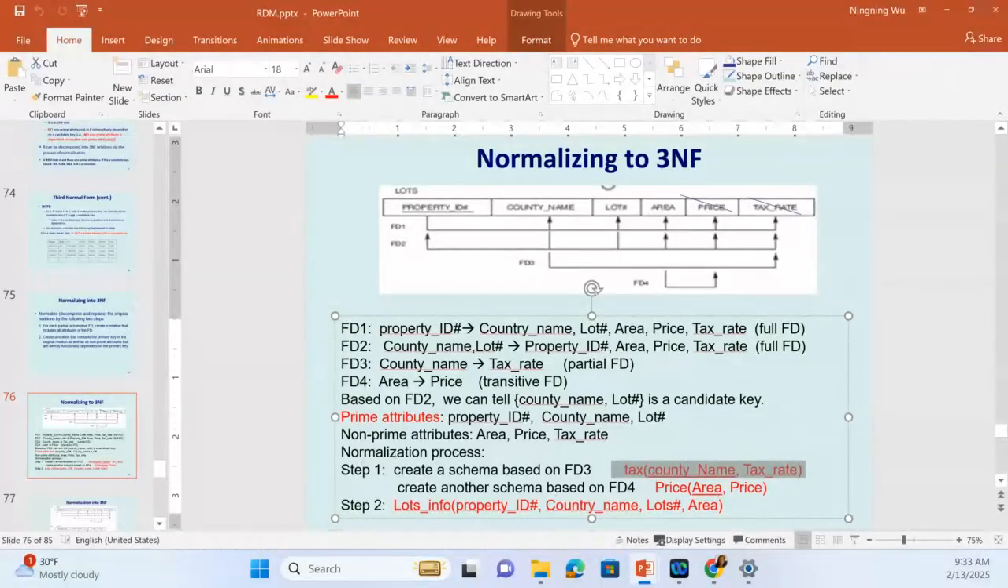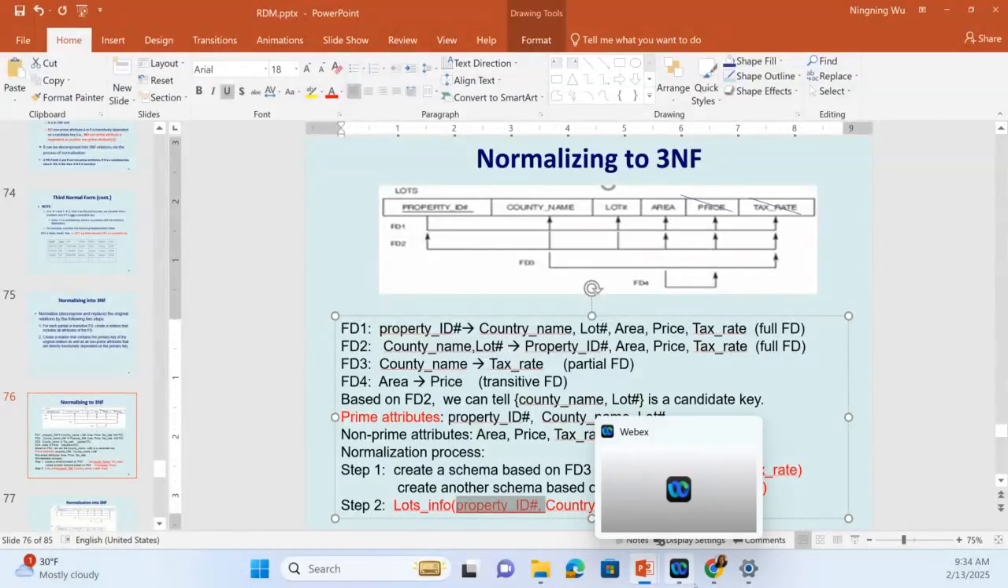So for step one, once we create these two schemas, we are done, because we finish handling every single transitive and partial functional dependency. Then for the next step, we still need to create a relation schema that contains the primary key of the original schema, that will be property ID, and any attributes that are fully dependent on it. So finally, we have this one.